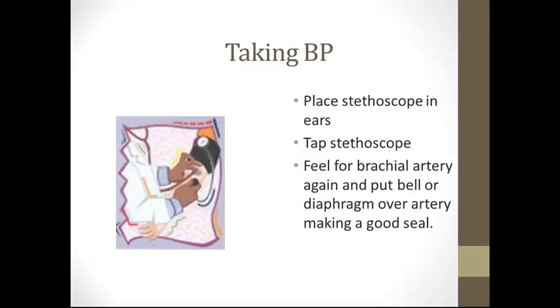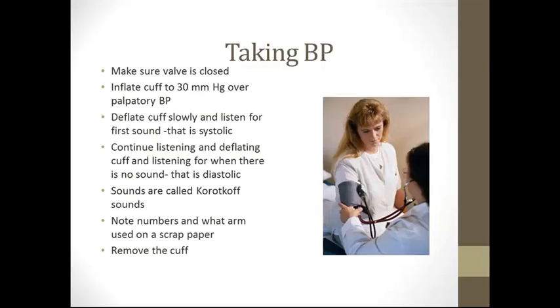You place the stethoscope in your ears. Some people will tap the stethoscope to make sure it's turned on. You will feel for the brachial artery again, and then put the bell or the diaphragm over the artery, making a good seal. You want to make sure the valve is then closed. Inflate the cuff 30 millimeters of mercury over the palpatory blood pressure that you just got.